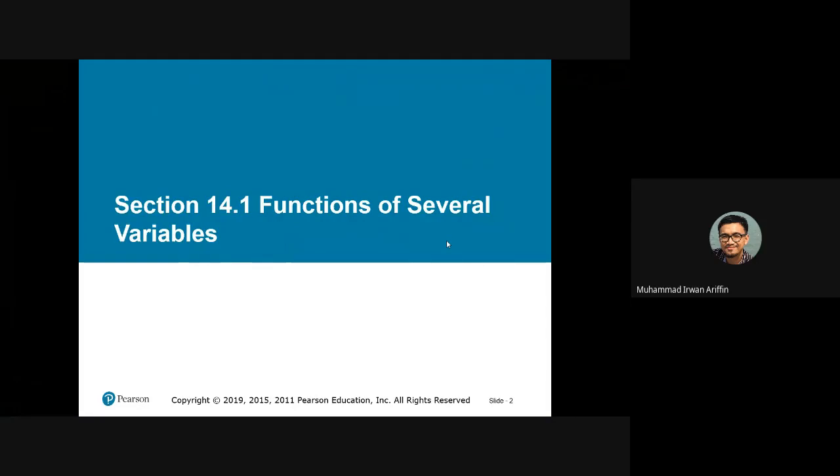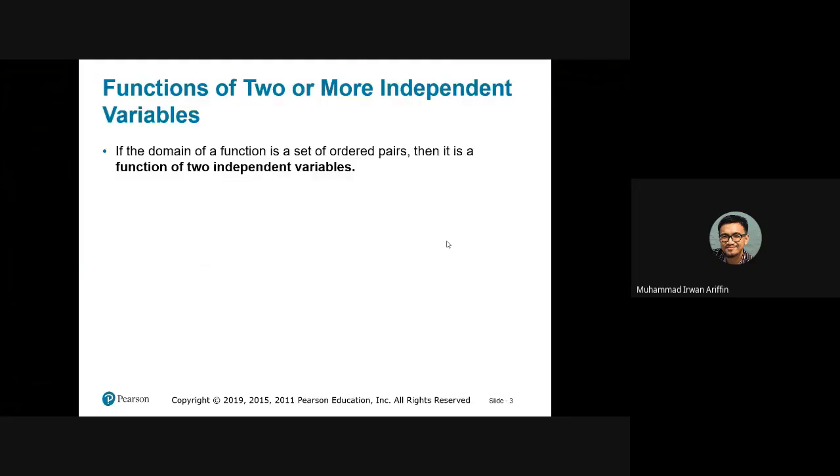Functions of several variables. So we're basically going to discuss how we can form a function that contains more than two variables. So far, we have only been dealing with functions with two variables, one dependent variable y and one independent variable x. Okay. So besides that, we can extend the concept of function to include more variables.